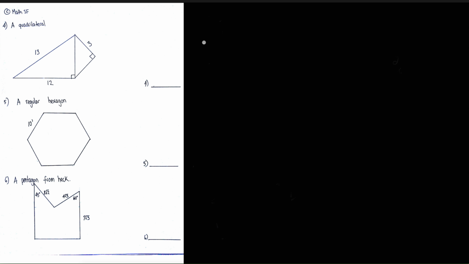In problem number 5, they're asking us to find the perimeter and the area of this regular hexagon. So the key word here is the word regular hexagon. Whenever I have a regular polygon, a regular hexagon means that n equals 6 sides, which means all the sides are going to be the same, as well as the interior angles.